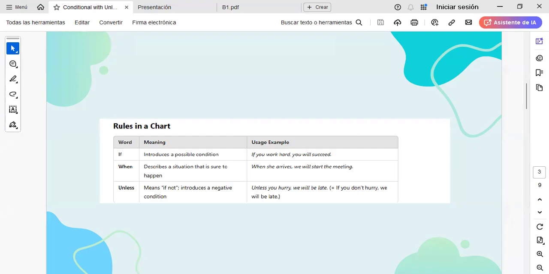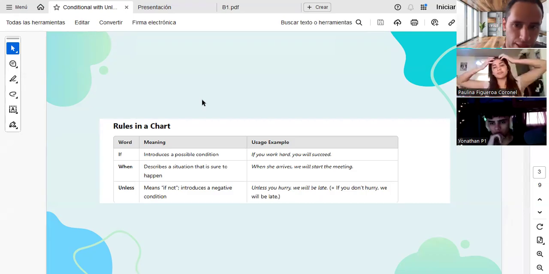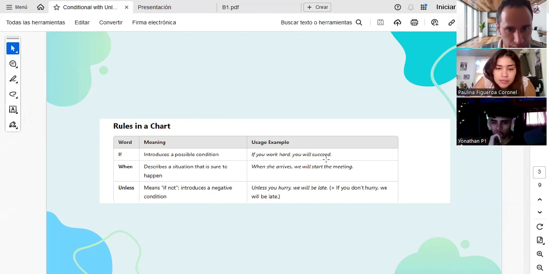Let's continue. So now, rules in a chart, right? Simplified summary. If, used to introduce a possible condition. If you work hard, you will succeed, right? When, describes a situation that is sure to happen. If is a possibility, and when we use when, we are sure that it will happen. When she arrives, we will start the meeting, right? Unless means if not, si no. Introduces a negative condition. Unless you hurry, we will be late. If you don't hurry, we will be late, right? It is clear, guys? Okay, let's check.